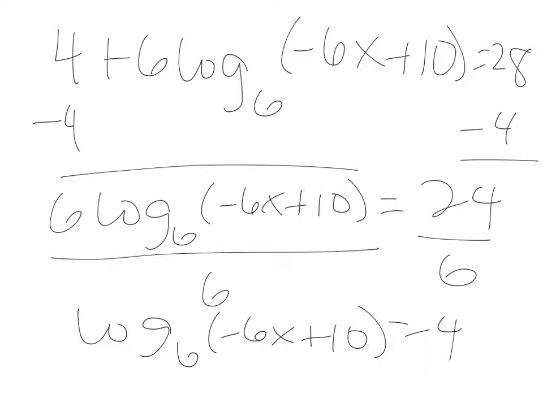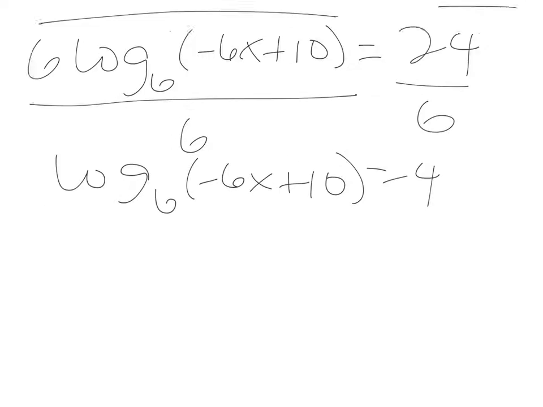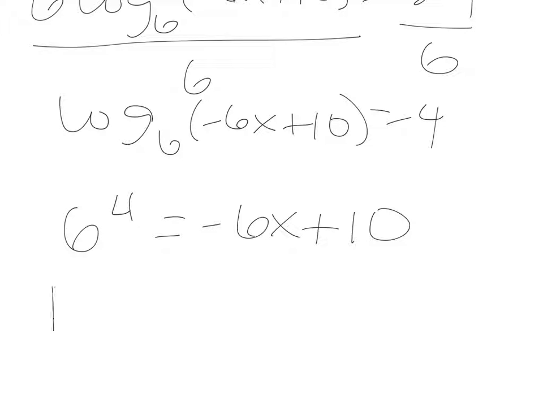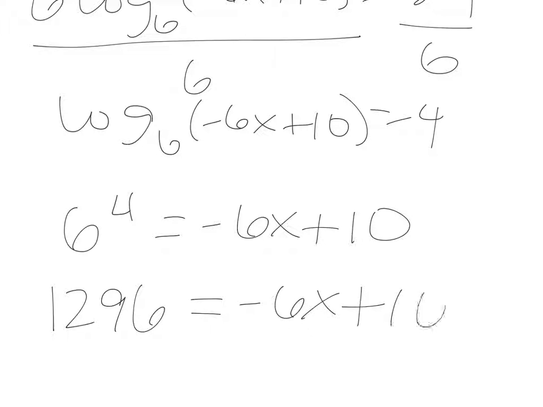equals 4. And so at that point, now you can go ahead and rewrite this and do here, your 6 to the 4th equals negative 6x plus 10. And if I go ahead and do 6 to the 4th, that's going to give me 1296 equals negative 6x plus 10. And you guys all know how to solve that from there. Okay? All right? Make sense? You guys all cool with this?